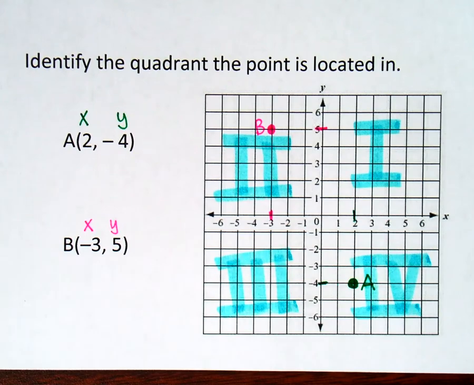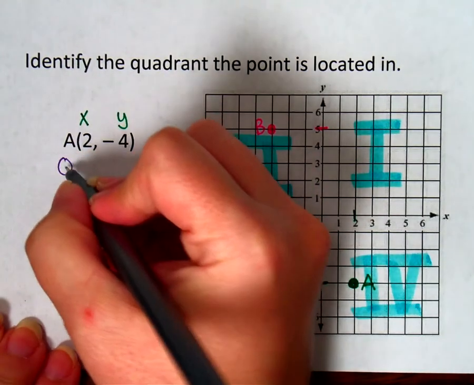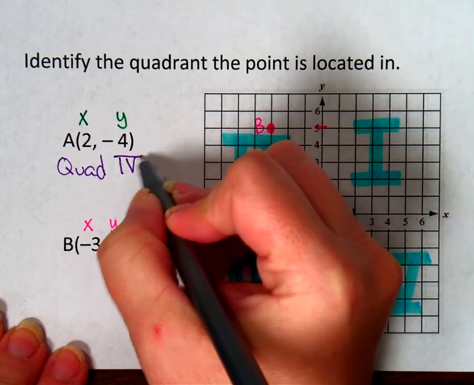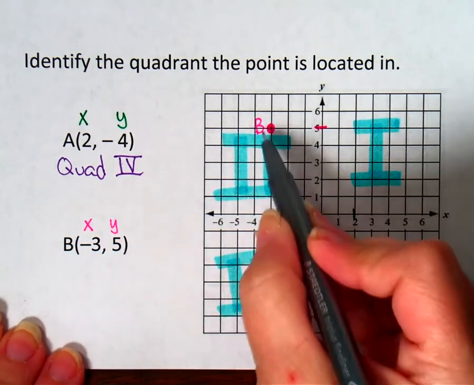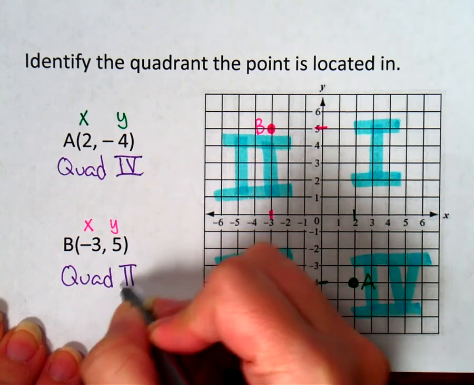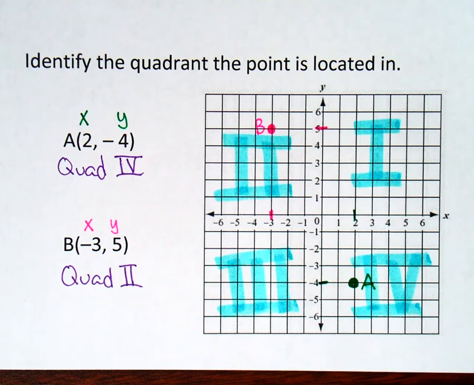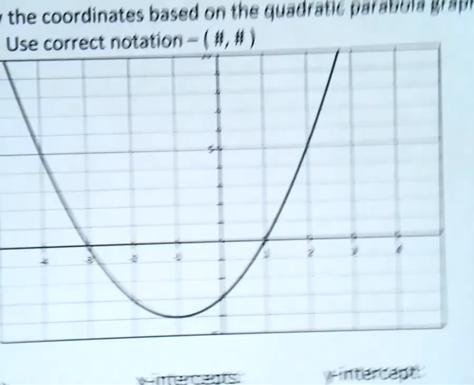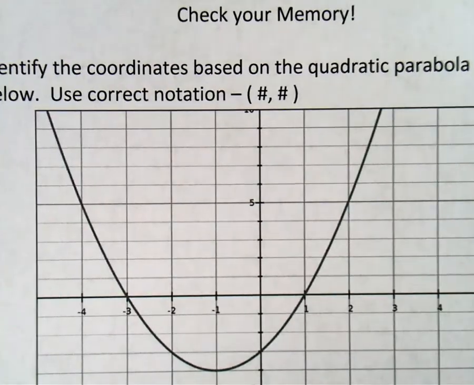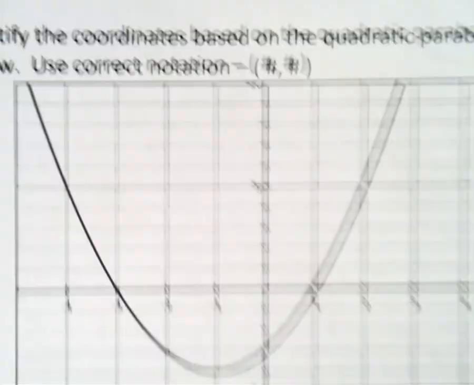So when it asks me what quadrant is point A in, point A is in quadrant 4. Point B is in quadrant 2. Okay. All right, one more thing. We're going to look at a quadratic graph, and then you'll be ready for your assessment. All right, so here's our quadratic graph. We're just going to remind ourselves what the vertex is and our x-intercepts and our y-intercepts.